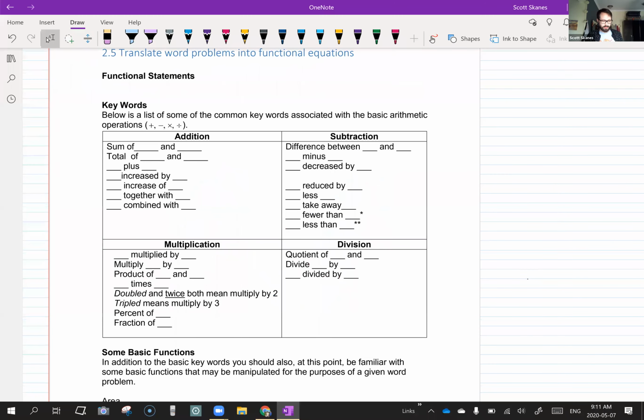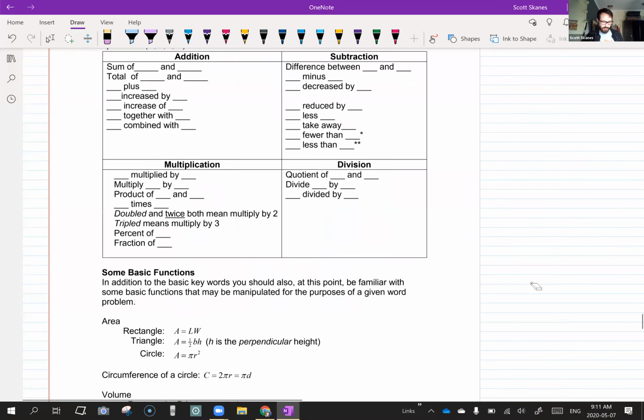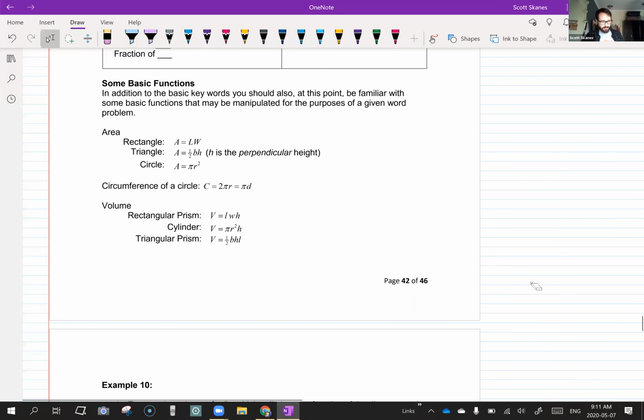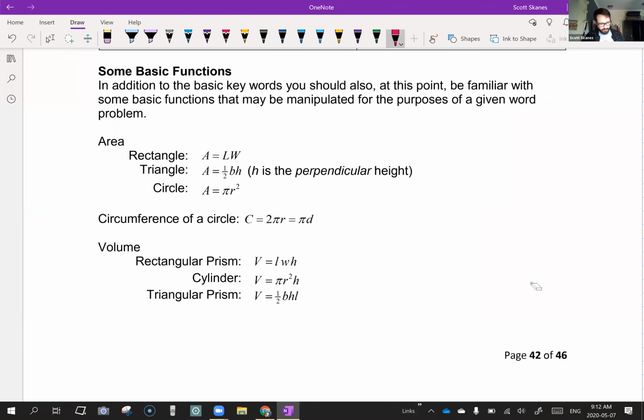So first of all, this is just a keyword box. Tom already talked through that, so I won't talk through it again. It's just reminding you what the language is for addition, subtraction, multiplication, division. These are super important. Area of these things is important, circumference of a circle is of course important, and volume of these things. One thing that I feel is very much missing here is perimeter, so I'm going to write down perimeter here.